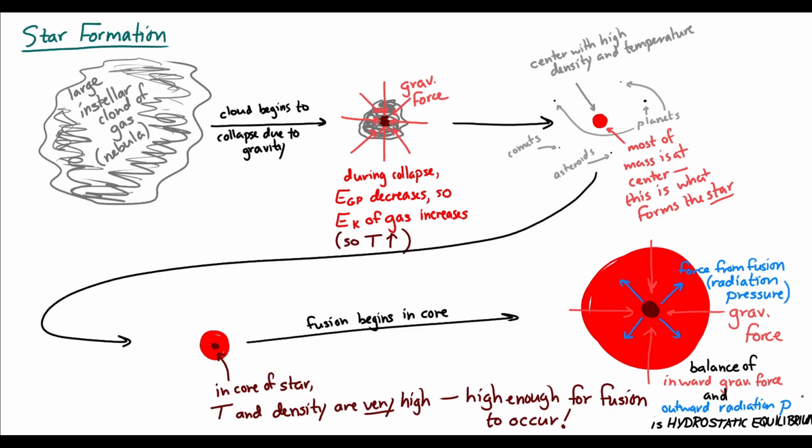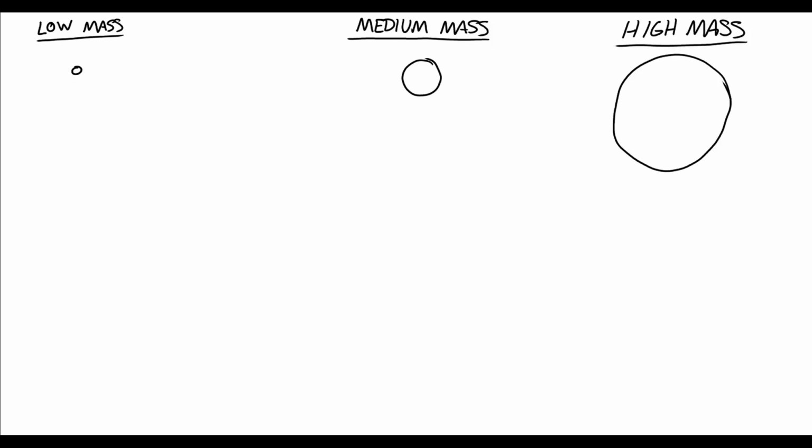So now let's think about three stars with different masses. Let's have a low mass star, a medium mass star, and a high mass star. The low mass star will have a relatively low temperature and pressure in the core. It's still high by Earth standards, but compared to other stars, if it's a low mass star, it's going to have a lower temperature and pressure inside of the core. Well, if there's a lower temperature and pressure inside of the core, then we would expect a lower fusion rate. It's not going to be fusing those hydrogens together as quickly.